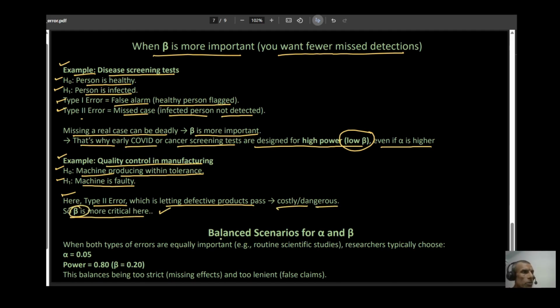Now, in what scenarios would you take a balanced approach for alpha and beta? Well, these are the cases when both types of errors are equally important. For example, routine scientific studies. In this case, researchers typically choose alpha equal to 0.05 and beta equal to 0.20, so your power comes out to be 0.80. So this one balances being too strict, in other words, missing effects, and too lenient, which is a false alarm.